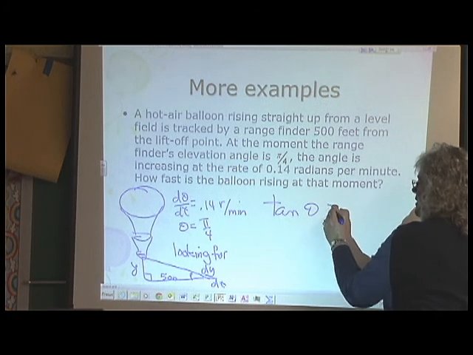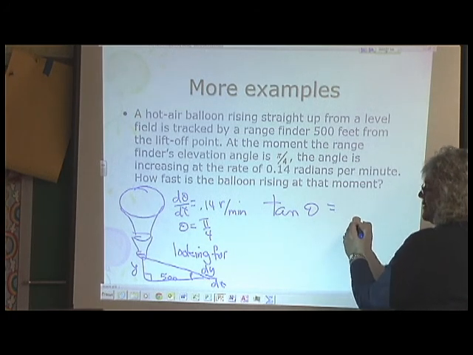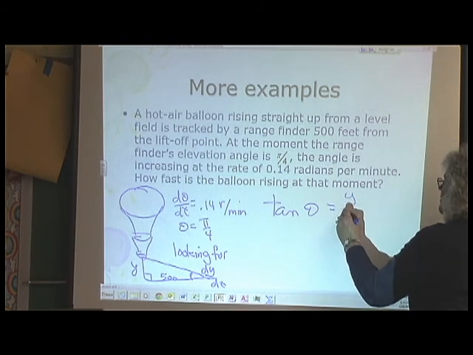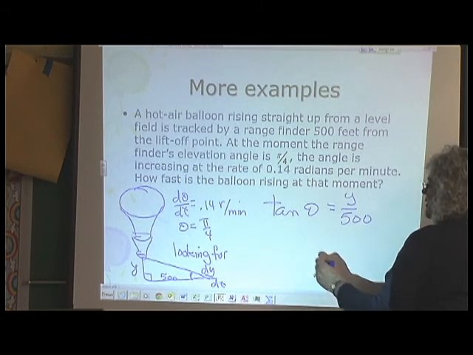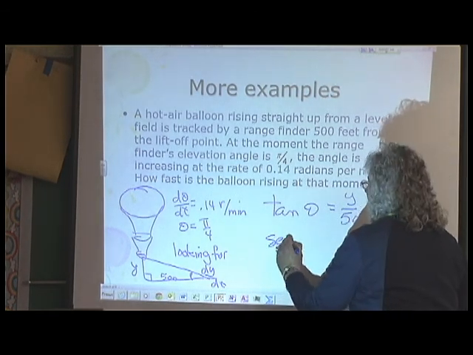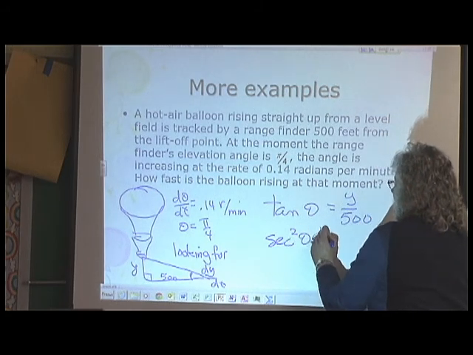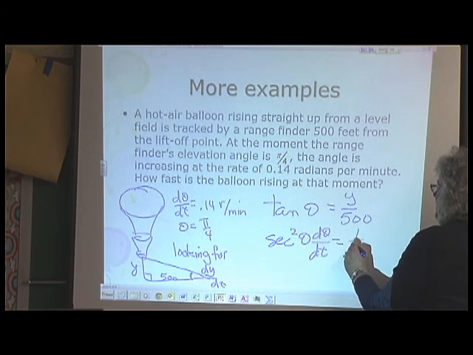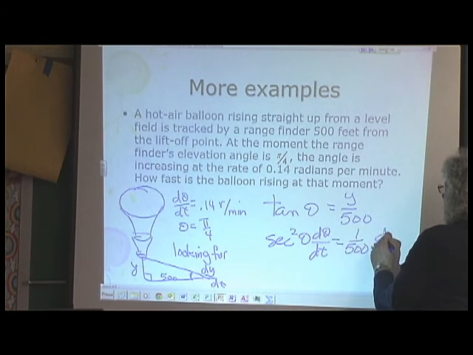theta equals opposite over adjacent. So it's y over 500. And then, now that you have your formula, you have to take the derivative. So we have secant squared theta d theta dt equals 1 over 500 dy dt.